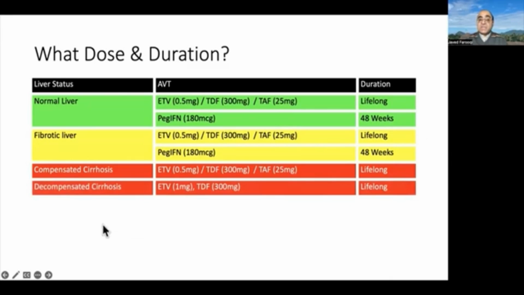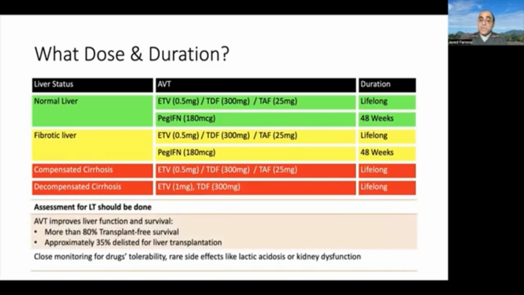If this is decompensated cirrhosis, then you give entecavir at a dose of 1 milligram, you double the dose, or you give TDF 300 milligram lifelong. TAF has not been recommended in decompensated cirrhosis patients. If your patient has decompensated cirrhosis, assessment for liver transplant should be done. AVT improves liver function and survival in such patients.